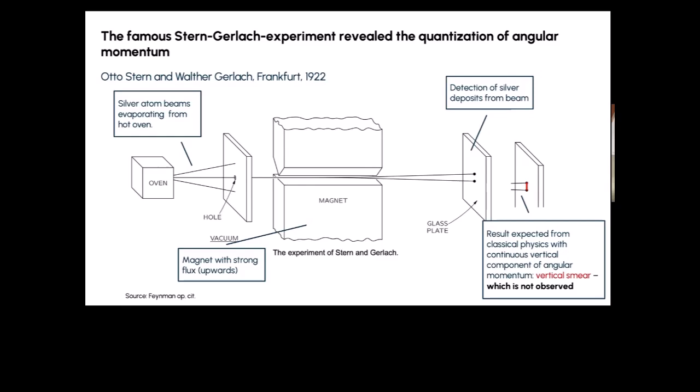With a lot of heat, they could evaporate the silver atoms, and then the silver atoms could move through a hole, inside a vacuum, of course, so that they would not be disturbed. And then there was a big magnet with a strong flux upwards. The flux is made by shaping the magnet like this.